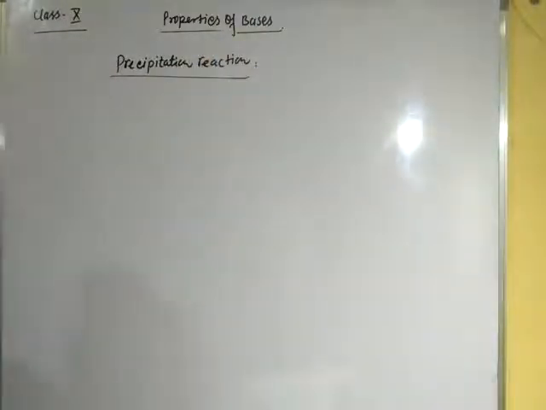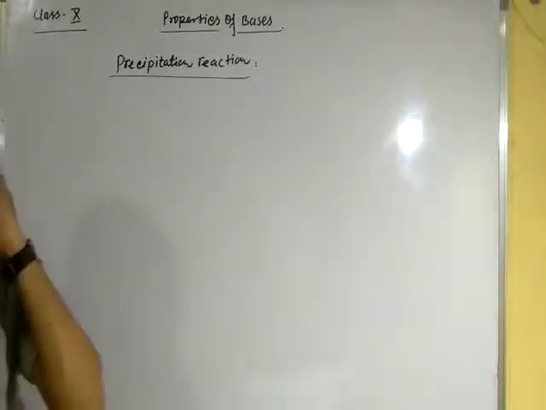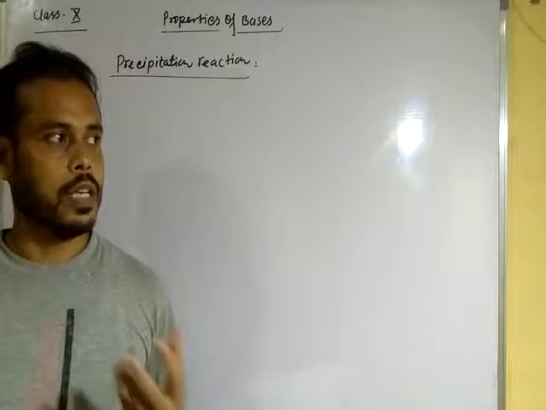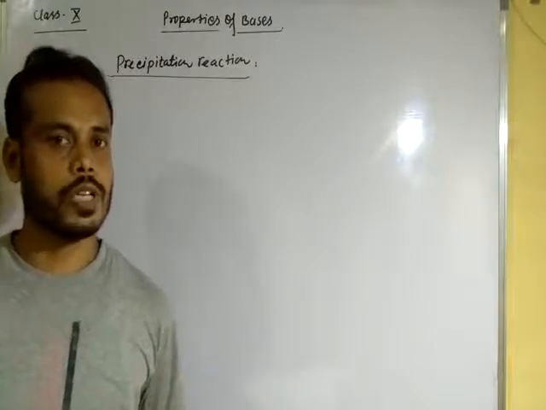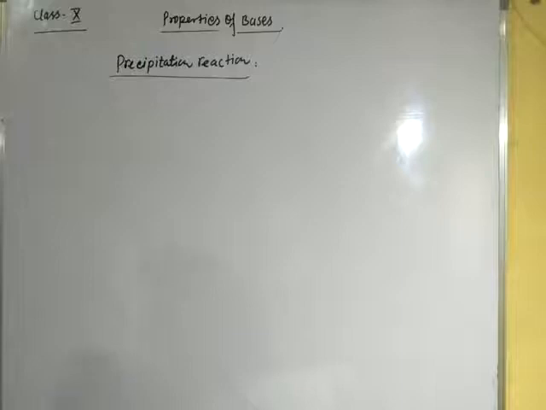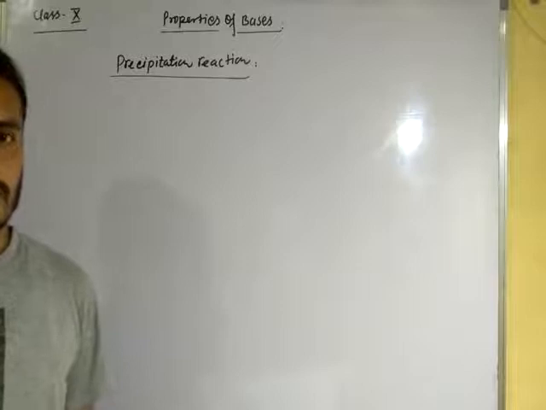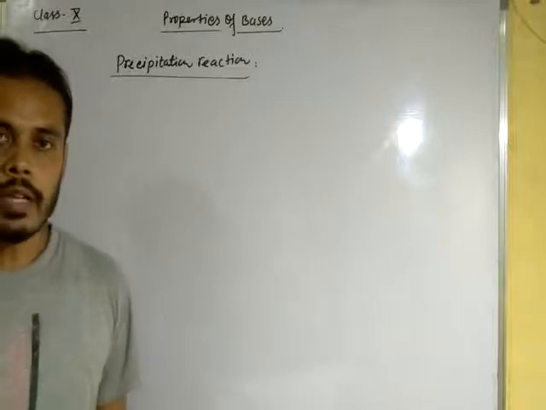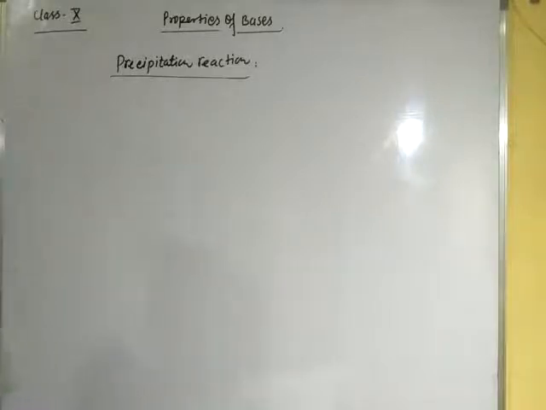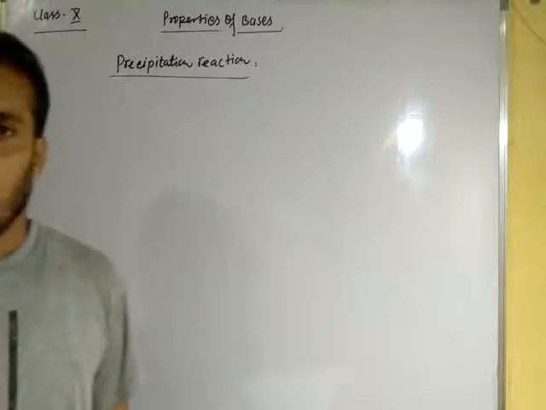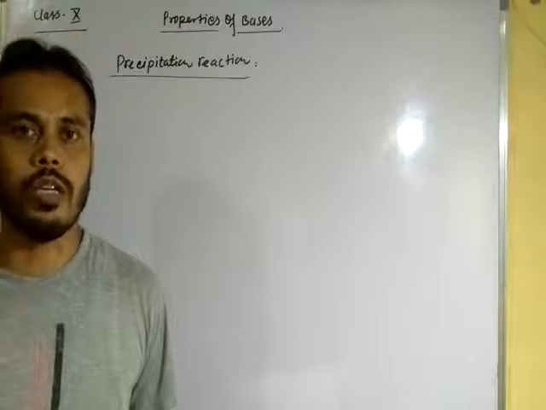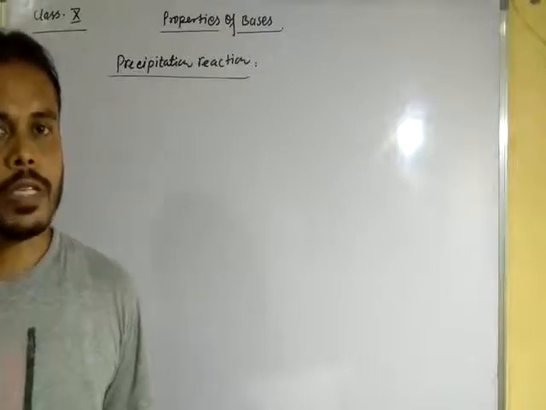Okay, dear student, what is a precipitate? Now a question arises, what is a precipitate? The solid substance present in a liquid solution, in an aqueous solution, is called a precipitate. See here, when bases react with some salt of heavy metals like copper, lead, iron to form hydroxides which are not soluble in water, that is called a precipitate.